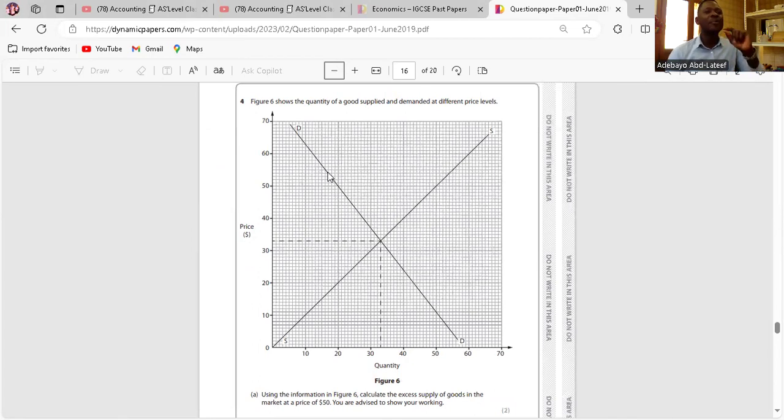a price charged above the equilibrium price. So whenever the price rises above the equilibrium price, it brings about excess supply. So above here, that's excess supply. The excess supply we have at the price of 50 is 50 to 20. Do you get it? When you trace the graph upward, excess supply is 50 to 20. So that's 50 minus 20, which is 30. So excess supply is 30. Clear? Move on.